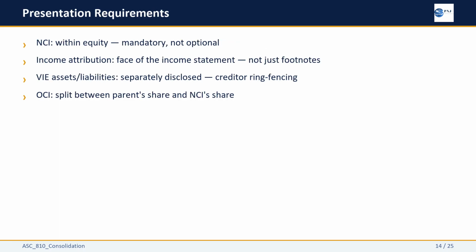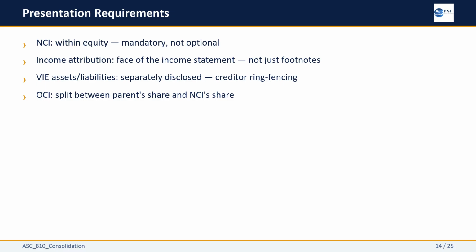The presentation requirements under ASC 810 are mandatory, not disclosure options. NCI is always within equity. Income attribution, the split between controlling interest and NCI, must be on the face of the income statement, not relegated to footnotes.